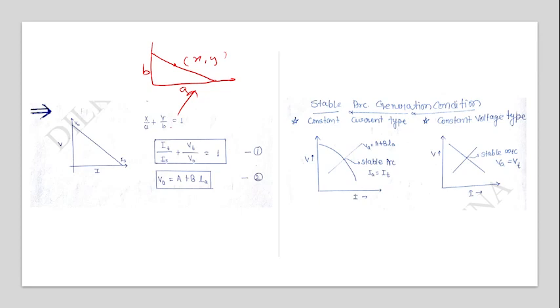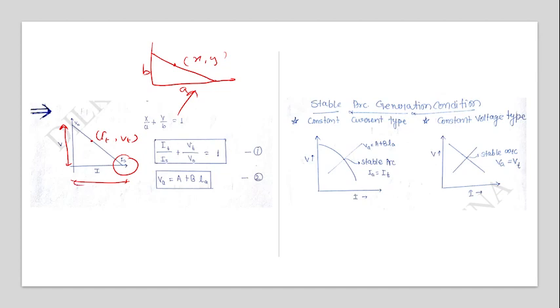x by a plus y by b is equal to 1. Similarly, they have written it, and Vt is some point here. I is your short circuit current, and V naught is your open circuit voltage. This is your short circuit current.